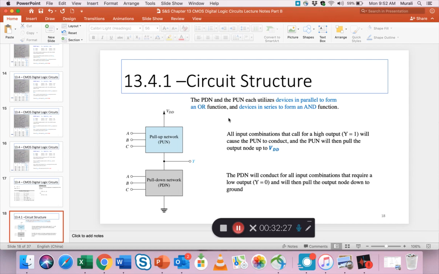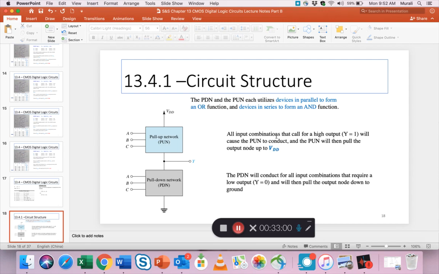Okay. So instead of calling them PMOS pull-up transistor, now we call it pull-up network. A network having 3 transistors, or 4 or 5. So the PDN and the PUN each utilizes devices in parallel to form an OR function and devices in series to form an AND function, right? So whenever you have something in series, it's an AND. If they are in parallel, it's an OR.